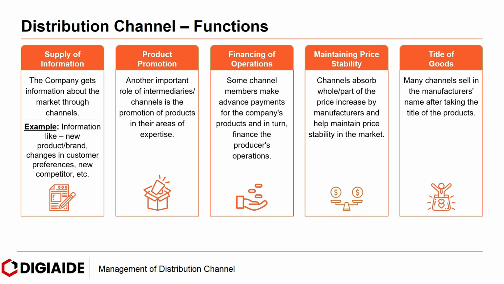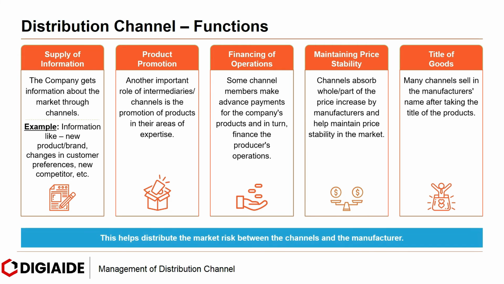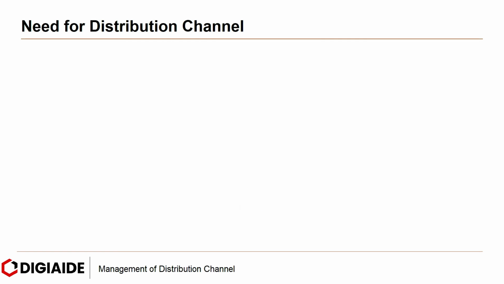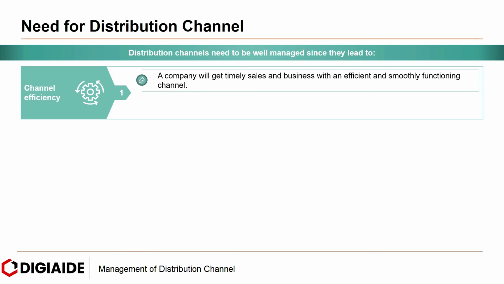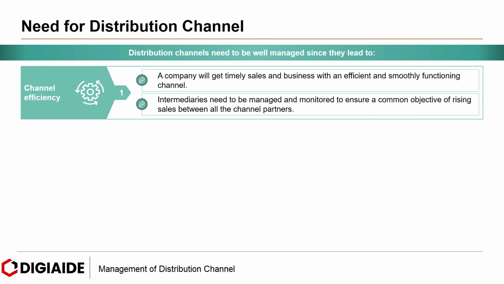Next, title of goods. Many channels sell in the manufacturer's name after taking the title of the products. All these help distribute the market risk between the channel and the manufacturer. Moving on to the need for distribution channel. Distribution channels need to be well managed since they lead to, first, channel efficiency. A company will get timely sales and business with an efficient and smoothly functioning channel. Intermediaries need to be managed and monitored to ensure a common objective of rising sales between all channel partners.